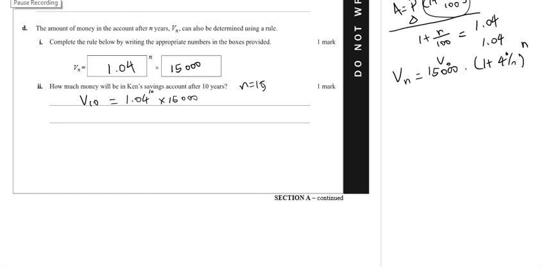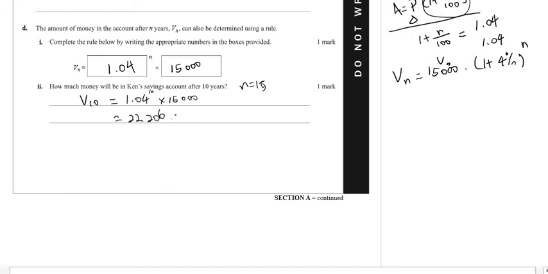And it's equal to 22,206.66. Yeah, so $22,206.66. That should be a 3 over here. $203.